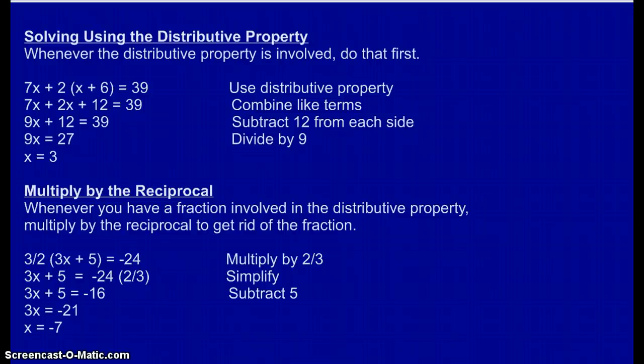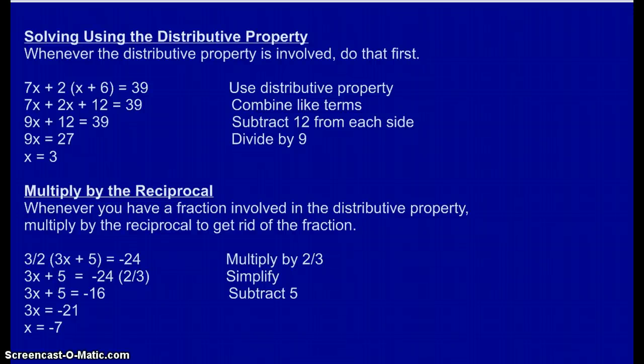If we have 3 halves times the quantity 3x plus 5 equals negative 24, if you multiply both sides by 2/3, that 3 halves is going to disappear. So the left-hand side of the equation becomes 3x plus 5, and that equals negative 24 times 2/3. Remember, whatever you did on the left-hand side of the equation, you also have to do on the right. When you simplify this, when you multiply it, you get 3x plus 5 equals negative 16.